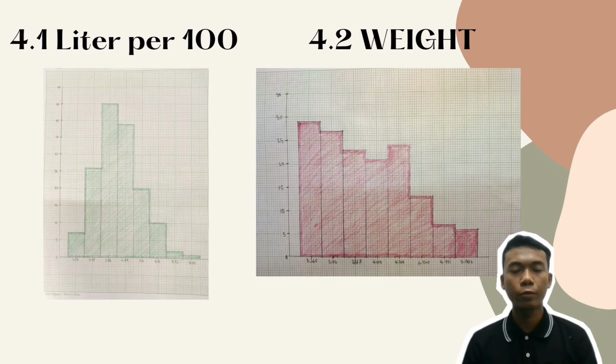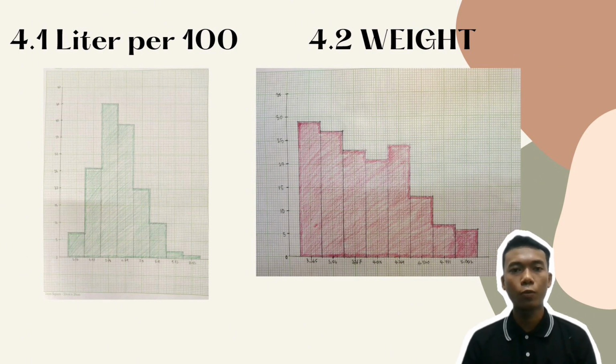Today I will present 4.0, which is graphical representation. First, in diagram 4.1, which is liter per 100, it can be seen that the interval class between 5.28 to 6.28, equal to the midpoint 5.78, has the highest value, which is 45 frequency. In addition, the interval class between 10.33 to 11.33, equal to the midpoint 10.83, has the lowest value, which is 1 frequency.